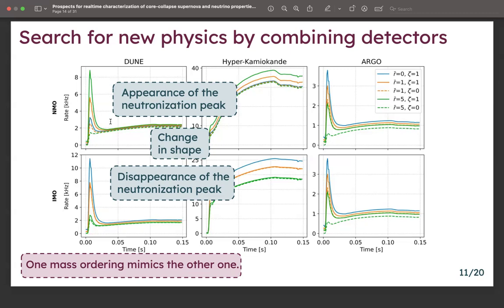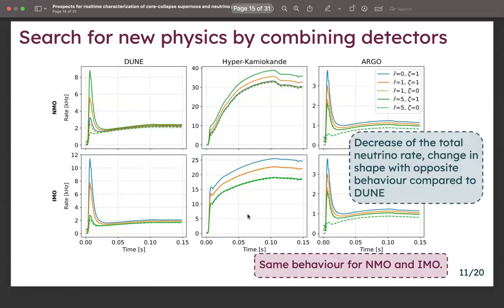One problem would be that one mass ordering mimics the other, because as you can see, the blue curve in the NMO looks somewhat similar to the green curve in the IMO, and vice versa. But as you will see, these degeneracies we can lift if we start combining the detectors. Here I'm moving forward a bit, so let's stop. Still, let's go back to ARGO.